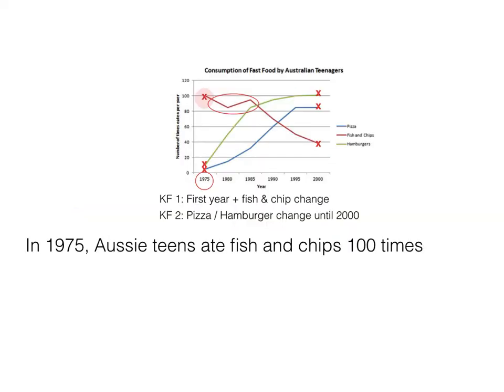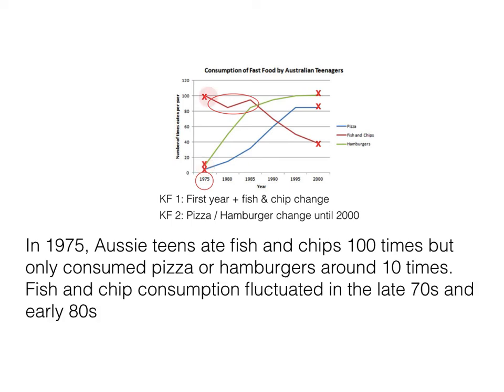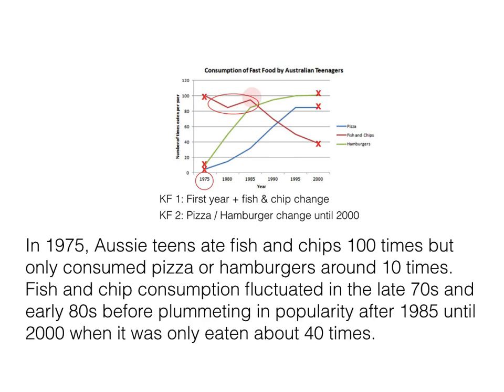In 1975, Aussie teens ate fish and chips 100 times, but only consumed pizza or hamburgers around 10 times. Notice how I'm using data here, the numbers. Back to fish and chips. Fish and chip consumption fluctuated in the late 70s and early 80s. Before plummeting in popularity after 1985, when it was only eaten about 40 times.